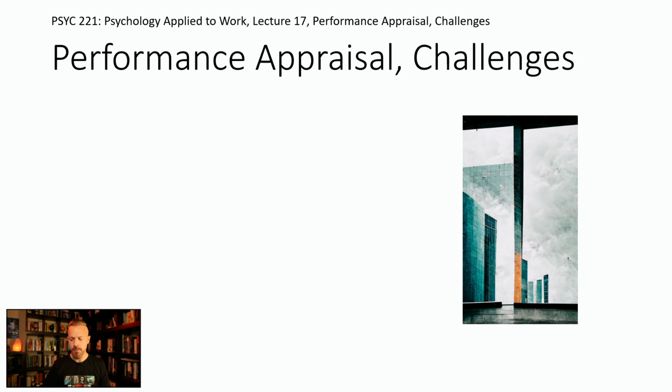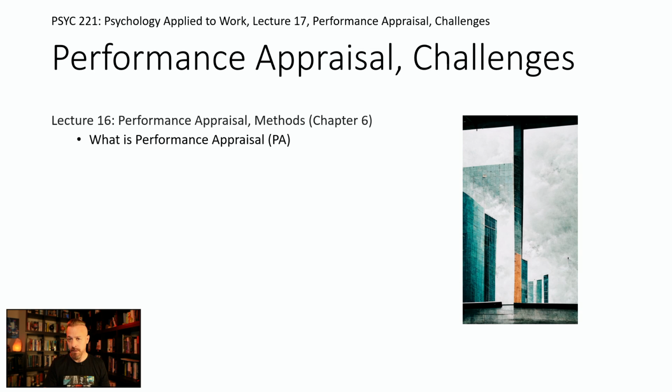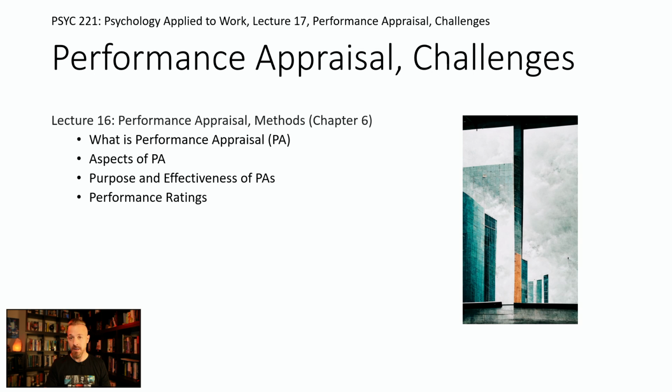It's pretty straightforward. So last lecture, which is the start of chapter 6, we talked about the methods, the different types of performance appraisals. So what is a performance appraisal? We talked about the aspects of performance appraisal, its purpose and various things that make it more or less effective. We talked about ratings systems. We delineated the most common rating system, which is a 1 to 5, but we also talked about other appraisal systems, things like stack ranking and those sorts of things.